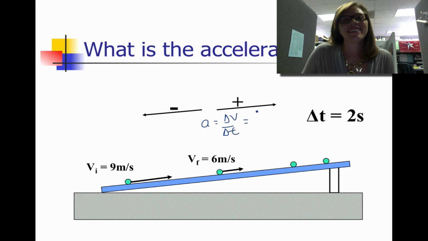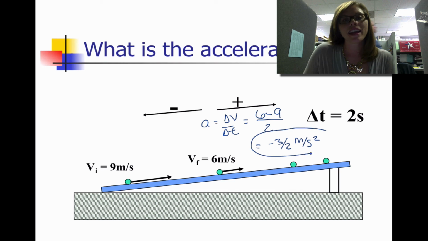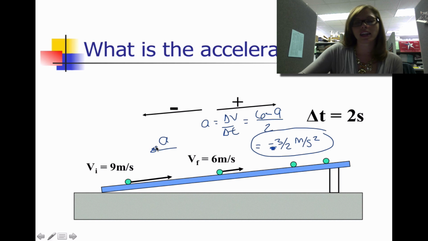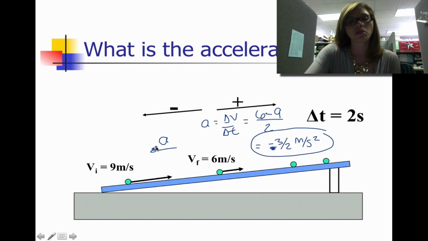So, we have 6 meters per second minus the initial, which is 9, over 2 seconds. So it's negative 3/2 meters per second squared. The negative tells us that the acceleration is down or backwards. So the acceleration would be going down the incline, as you might suspect. We'll talk about this in just a second.